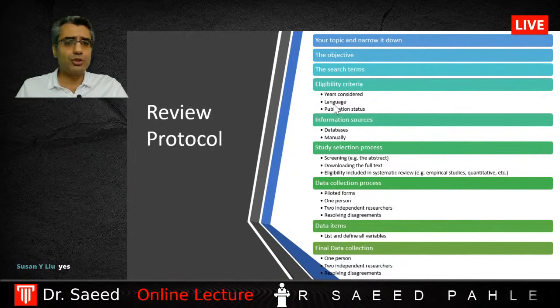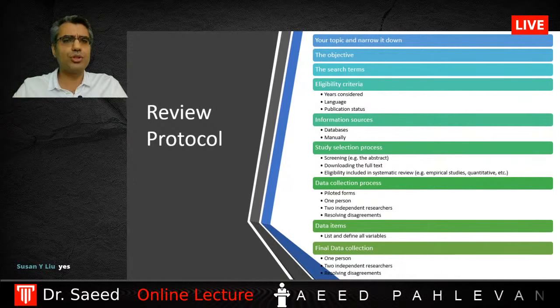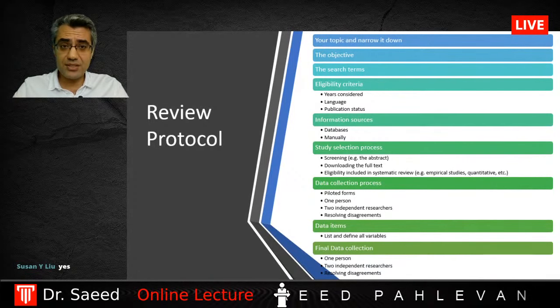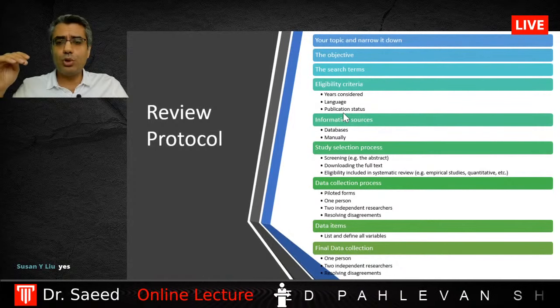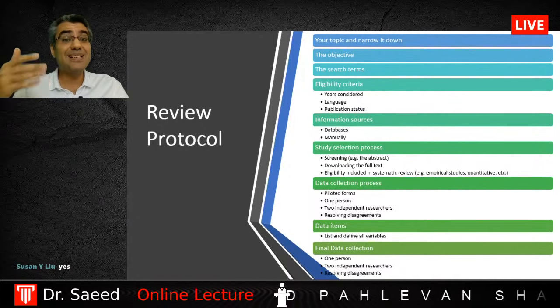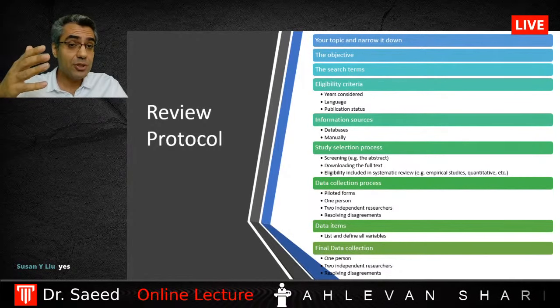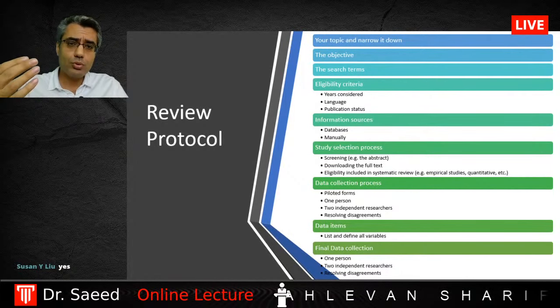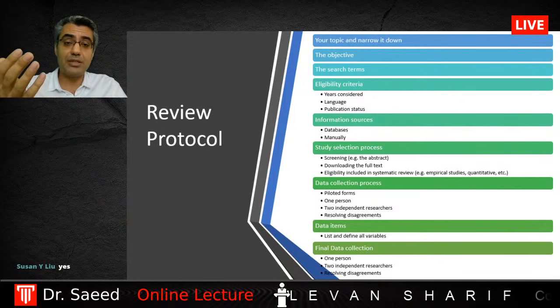Or language, do you want to review only English papers? Or all papers? Are you interested in including Mandarin, Farsi, Spanish? Publication status. Do you want to include only papers published in peer-reviewed journals, papers already published, or can accepted papers also be included?